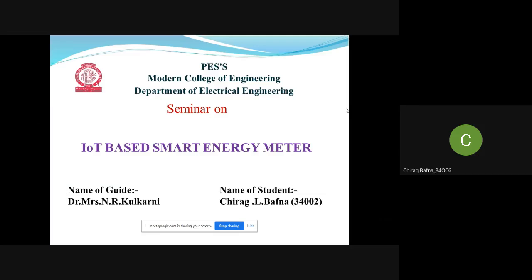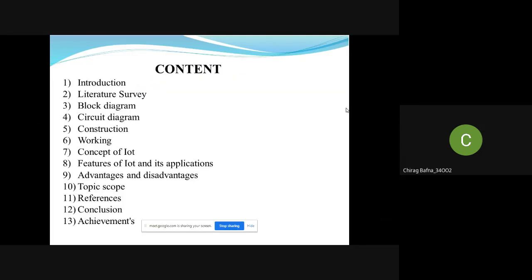Today I am going to discuss the IoT based smart energy meter. These are the contents, in which I had already discussed the literature survey in the previous month, but today I will explain it again in detail. In addition to this, I'll explain some components which are used in the energy meter, and lastly I'll conclude with the references and conclusion.